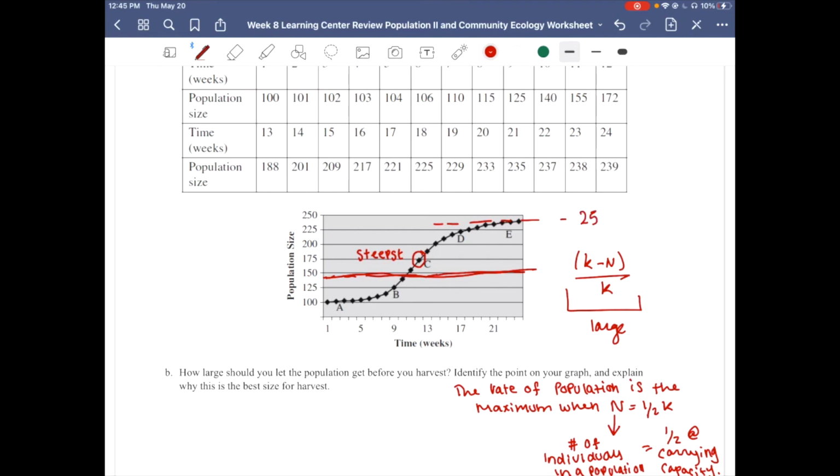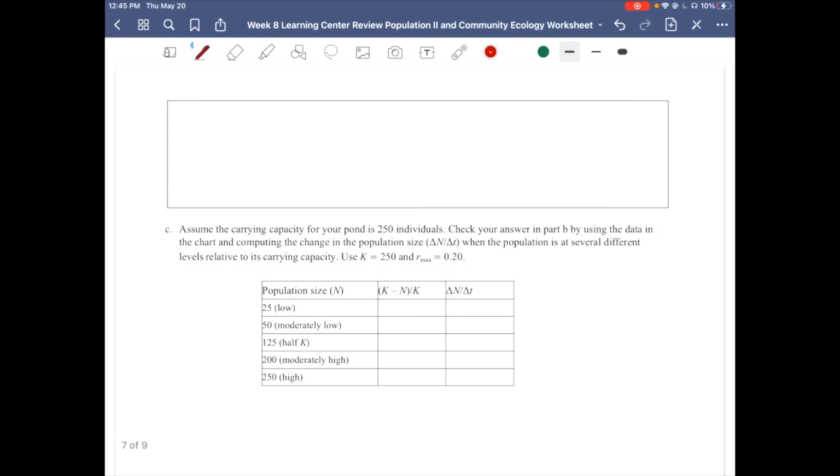So we can say 25. And for the time, we need to look at the x-axis here. Using the population size and the time, we can use K minus n over K to calculate all these values. And if we do that, the first one is going to be 0.1. And then we can do the same for change in n over change in t. For that, we just need to use the carrying capacity values that they gave us to see what the rate actually is. For this one, it would be 0.05.